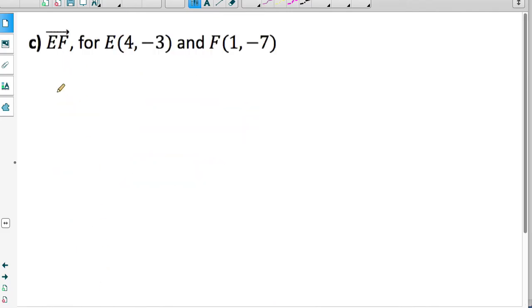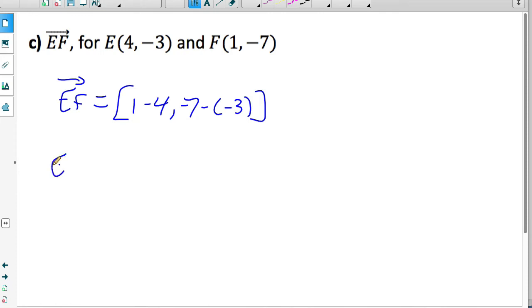Part C, vector EF. Once again, let's write it as a position vector. So to get the x component, I do x tip minus x tail, so 1 minus 4. And the y component, the y value of the tip minus the y value of the tail, so negative 7 minus negative 3. And vector EF is equal to <-3, ...>. And then negative 7 plus 3 is negative 4.